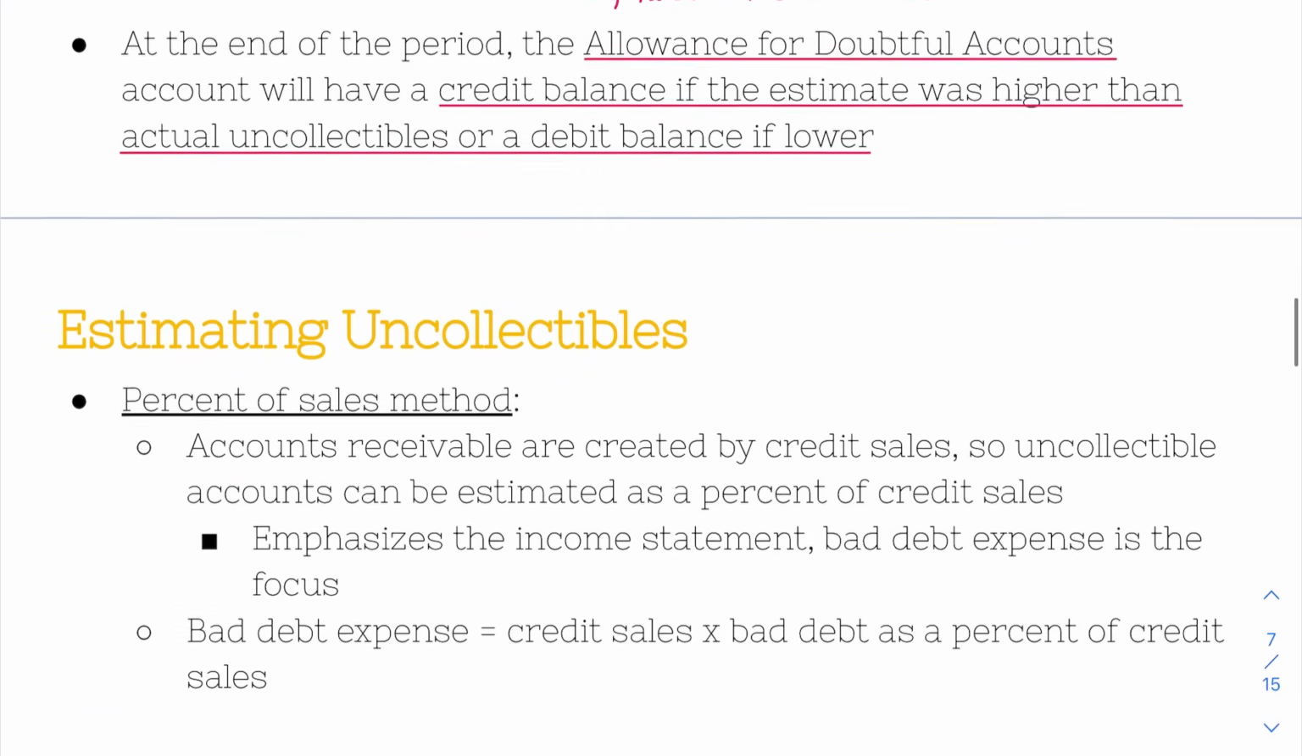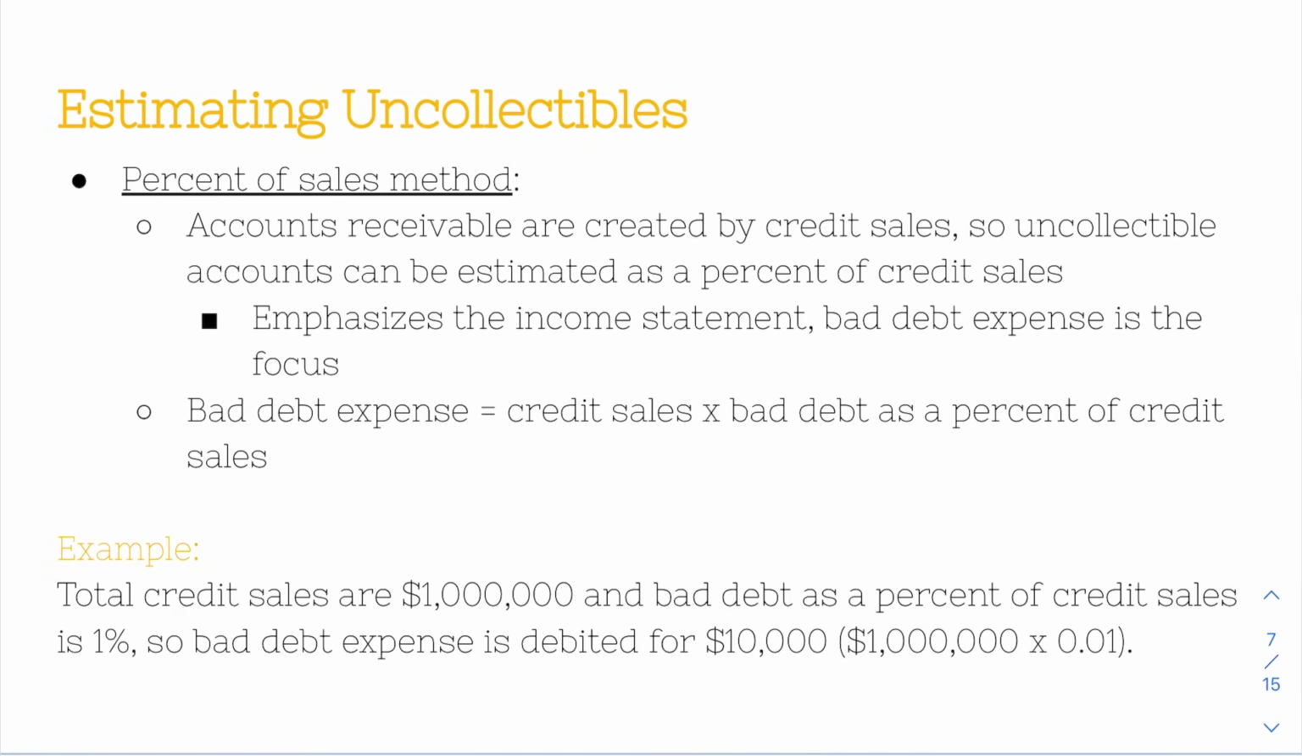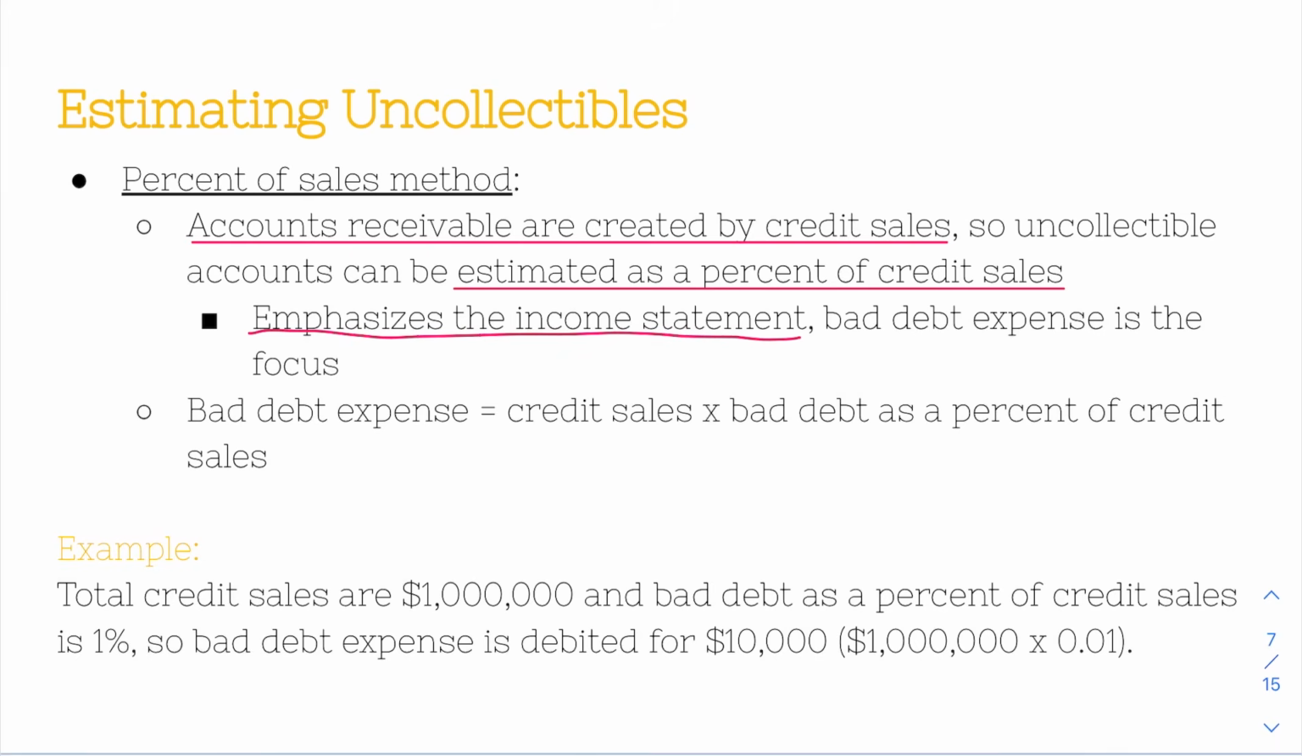Okay, so now after we've been through the process of creating that adjusting entry and then writing off an account, I'm going to explain to you how we actually go about estimating uncollectibles. So there are two methods. The first is the percent of sales method. The main idea is that accounts receivable are created by credit sales, right? You sell something on account. So uncollectible accounts can be estimated as a percentage of credit sales. This is going to emphasize the income statement.